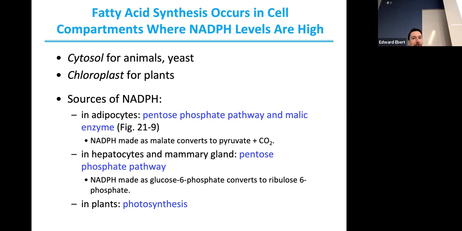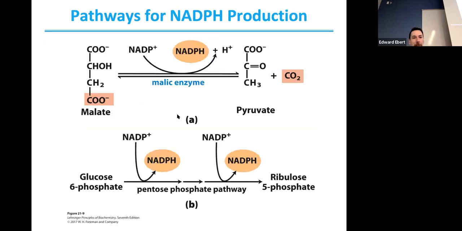So the fatty acid synthesis occurs in all compartments where NADPH levels are very high, typically the cytosol. Where does our NADPH come from? Pentose phosphate pathway. In plants, they can make it from photosynthesis, but we're not going to worry about that. So remember that our NADPH comes from the pentose phosphate pathway, and you're good for your sources in there. For adipocytes, this is malate being converted to pyruvate, and in hepatocytes, it's glucose 6-phosphate to alternate fates of glucose. Okay, and so here you see the malate being converted to pyruvate and the glucose 6-phosphate to ribulose 5-phosphate. Okay, so just a kind of reminder of what we've seen in there.